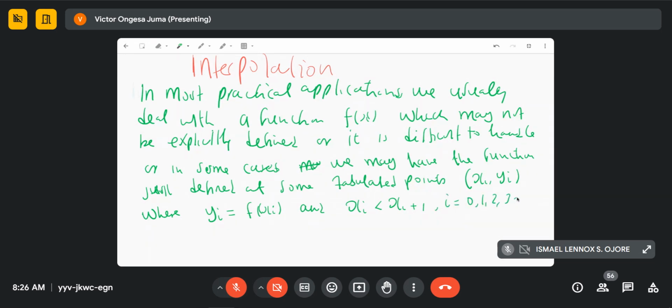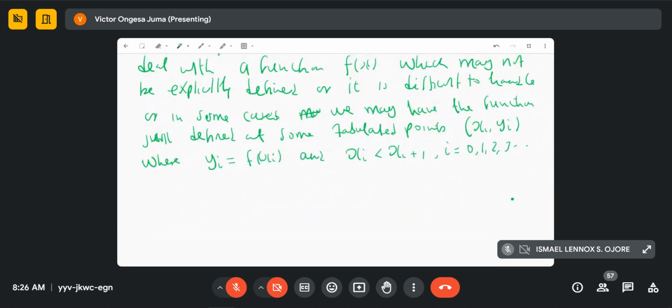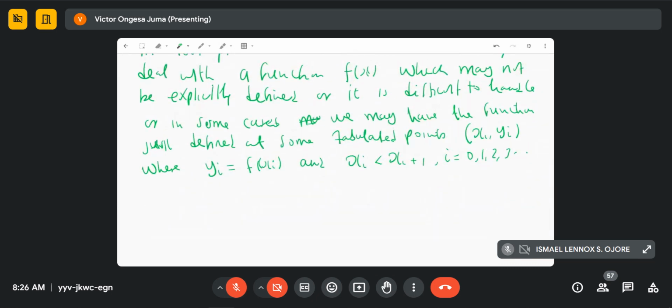So in short, what I'm saying is when you have those values, the tabular points or the data points, we arrange them in ascending order. And then we find the corresponding output, the corresponding value of the function at those data points. So basically, what we have is something like this.